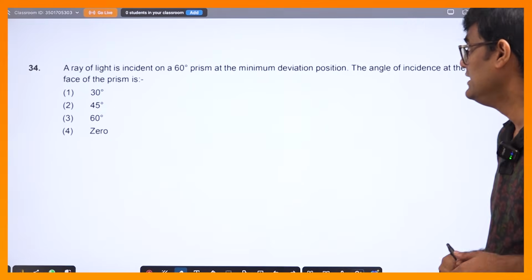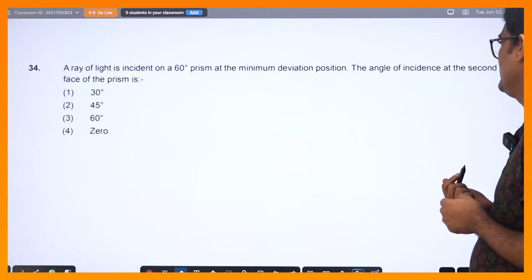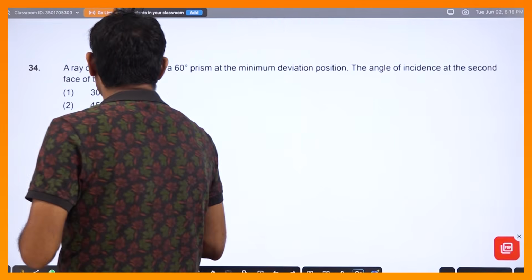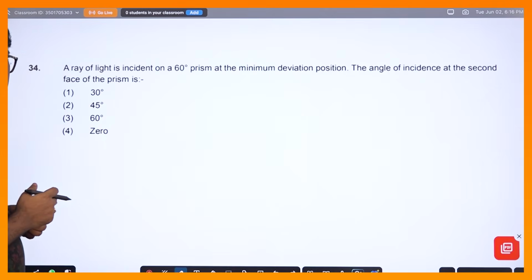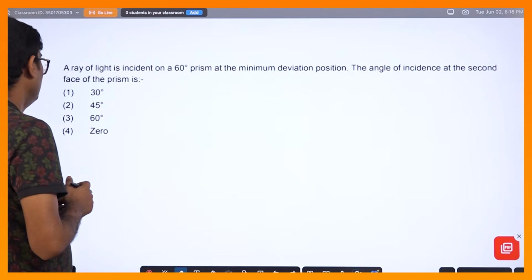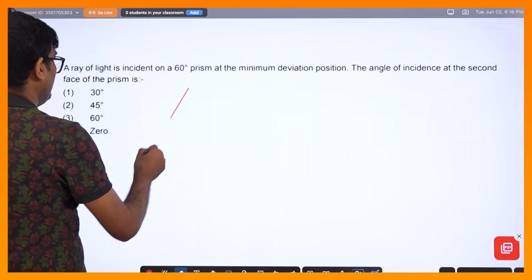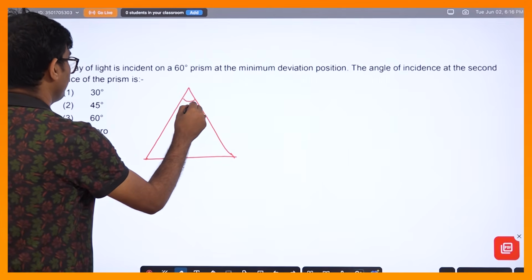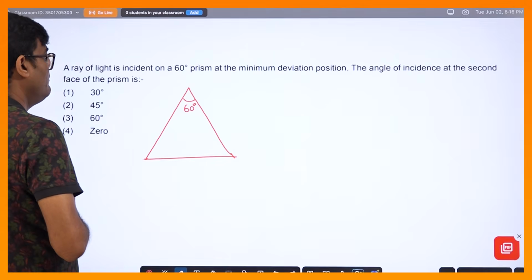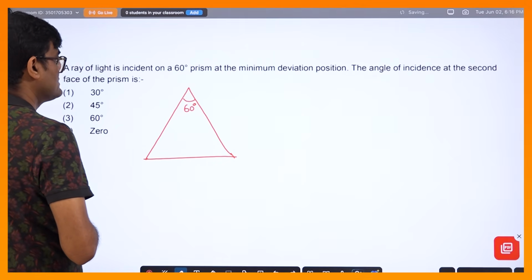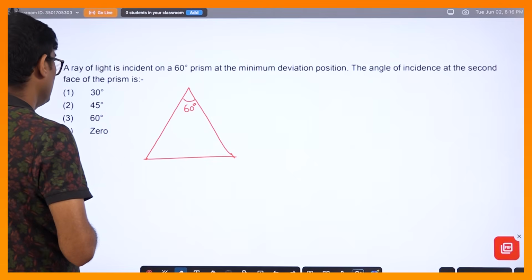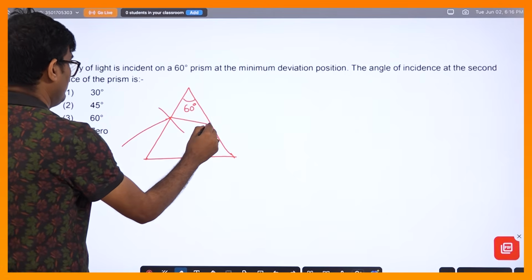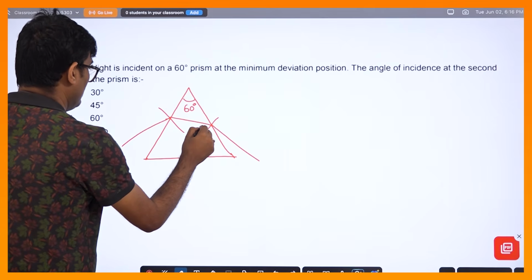Next question says a ray of light is incident on a 60-degree prism at the minimum deviation. What is the angle of incidence at the second face of the prism? A ray of light is incident on a 60-degree prism at the minimum deviation. The angle of incidence at the second face, so this is the angle of incidence at the second face, right? It is asking for this angle of incidence.